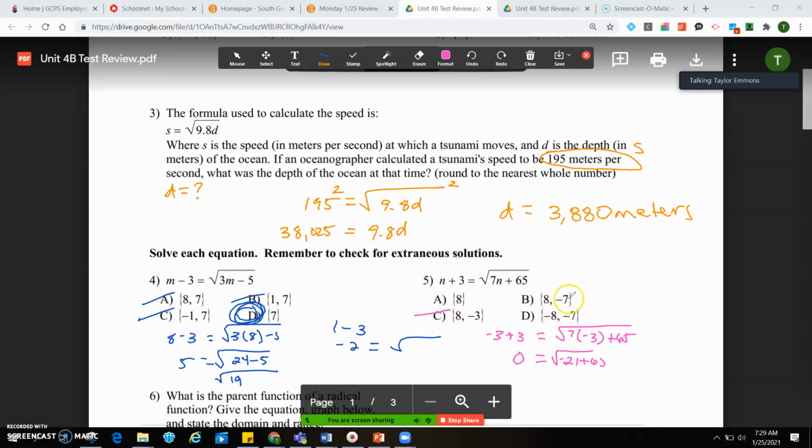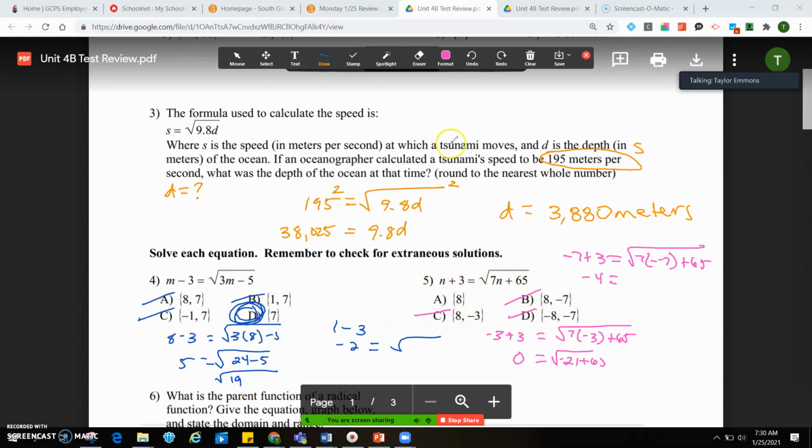Let's plug in negative 7. Okay, so we get negative 7 plus 3 equals 7 times negative 7 plus 65. So negative 7 plus 3 is negative 4. Can't have a negative equal positive. That's not going to be that one. If I plug in negative 8 in for here, well, we already know negative 7 is not going to work, so it's not going to be that one.